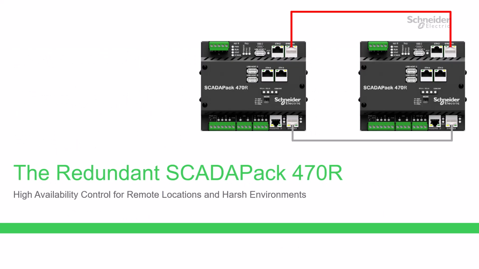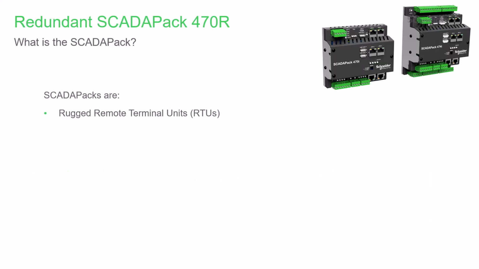In this short video, we will introduce the new redundant SCADAPack 470R, which provides high availability control for remote locations and harsh environments. First, a review of the SCADAPack RTU that the redundant SCADAPack 470R is based on.